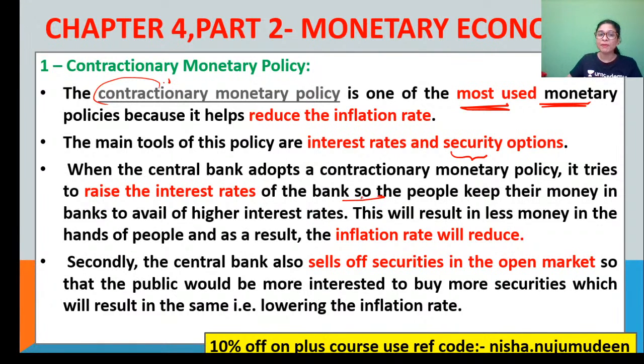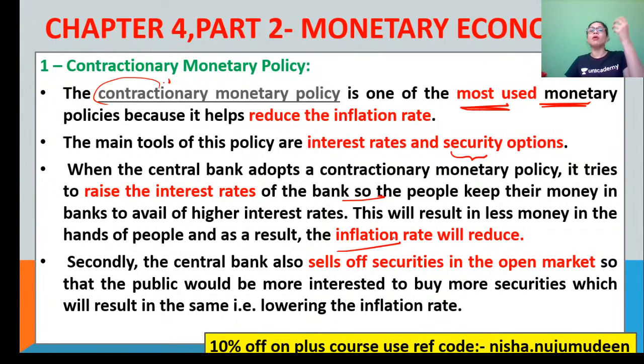So now, people will keep their money in banks to get a higher rate of interest. This will result in less money in the hands of people. They'll start saving because they know the price is increasing. So now they have to have some savings, so they'll start depositing money in the bank, and they get a higher rate of interest from banks as well. So the circulation of money in the economy for purchasing activities decreases. Automatically, the inflation rate will reduce.